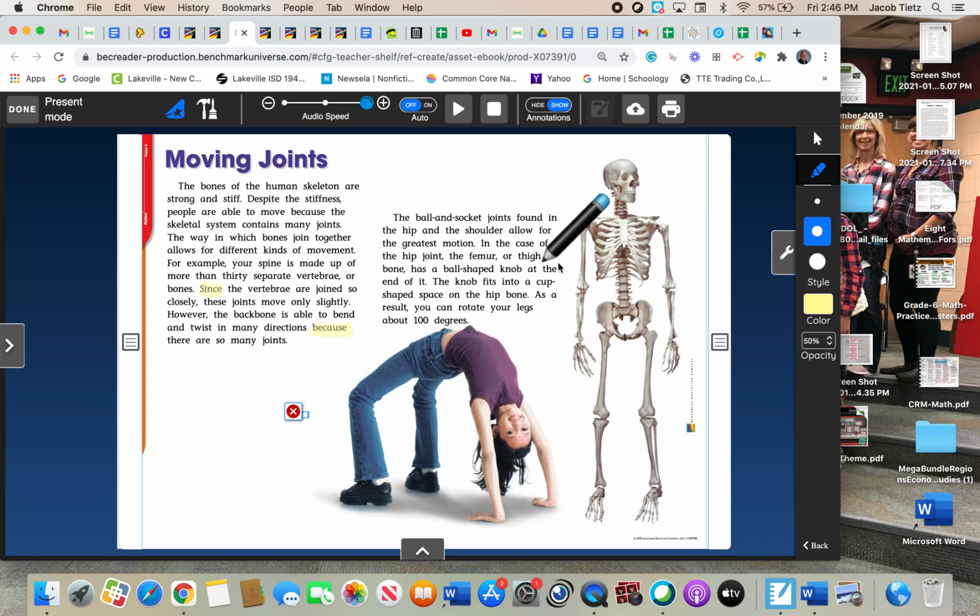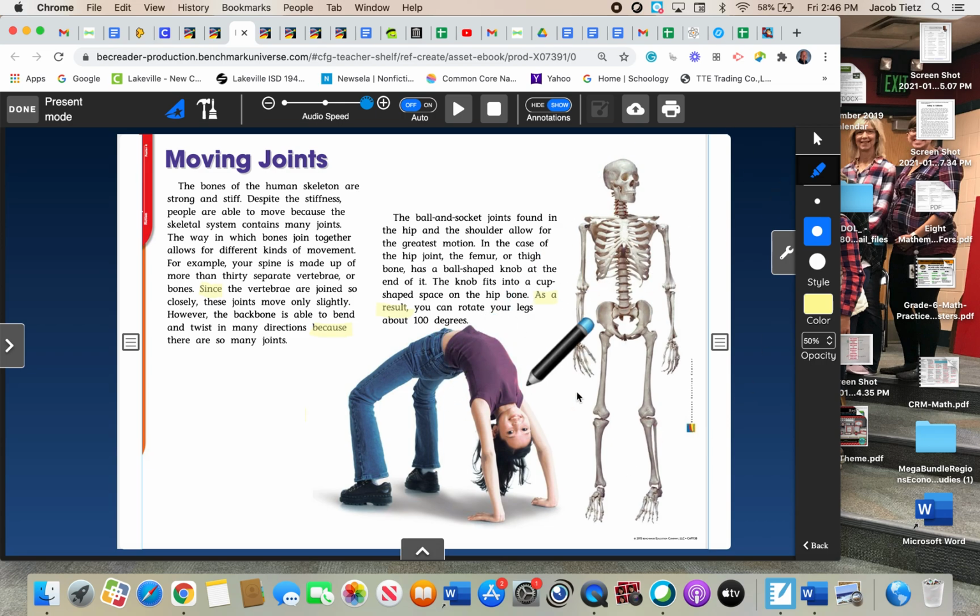The ball and socket joints found in the hip and the shoulder allow for the greatest motion. In the case of the hip joint, the femur or thigh bone has a ball-shaped knob at the end of it. The knob fits into a cup-shaped space on the hip bone. As a result, well, there's our different signal word. You can rotate your legs about 100 degrees.